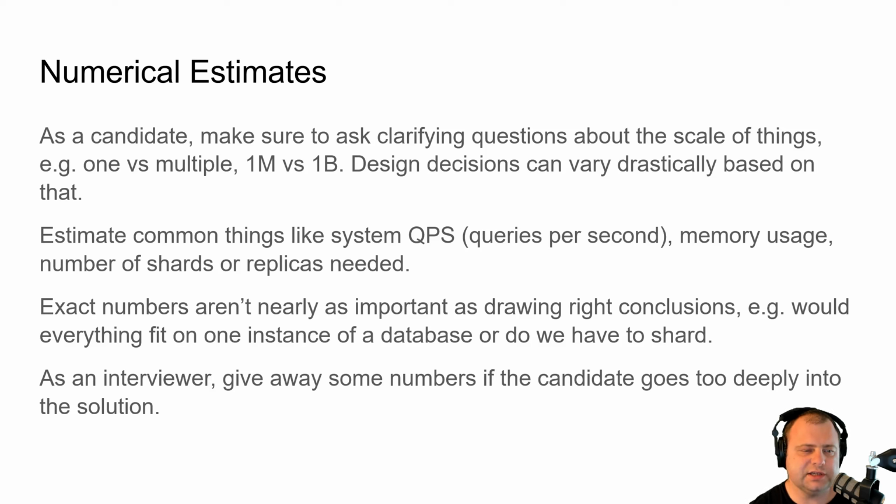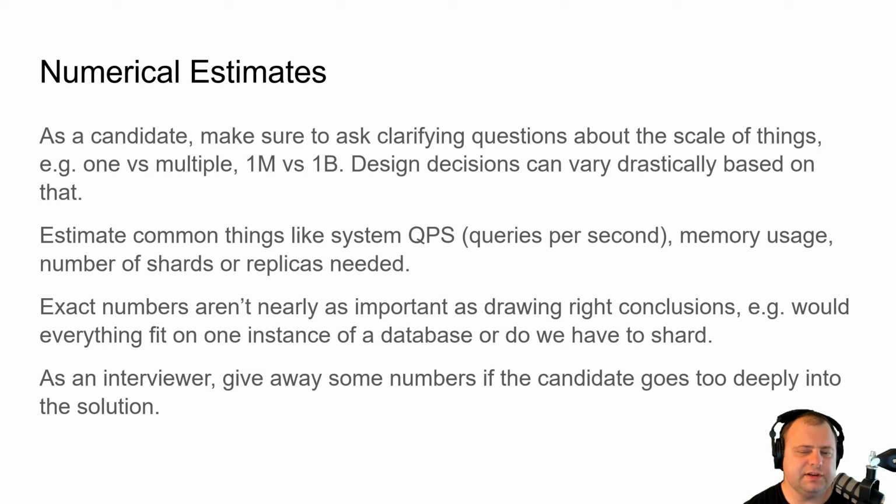Let's do numerical estimates. Usually it's a good thing to do shortly after the requirements. Ask clarifying questions to see if there is one or multiple of some items, or the scale, for example, number of users: 1 million versus 1 billion, things like that. They don't have to guess, just ask how many. It would clarify what we are designing for and influence some decisions very drastically.